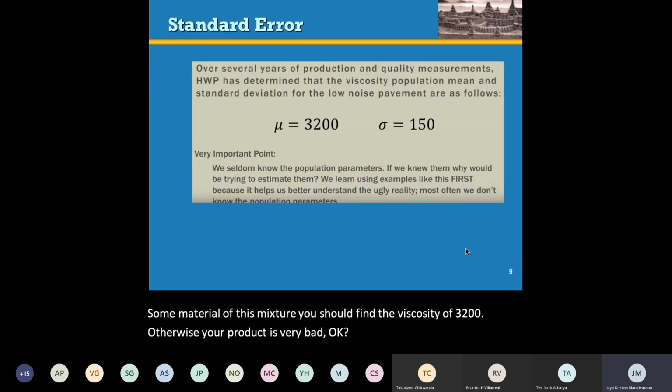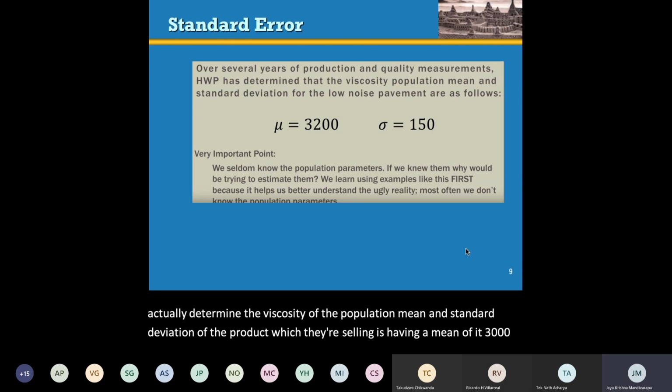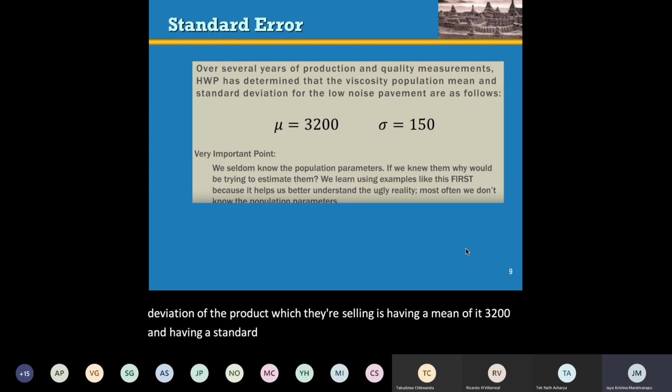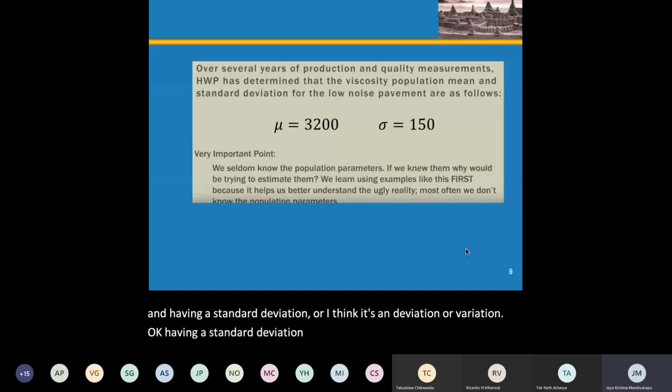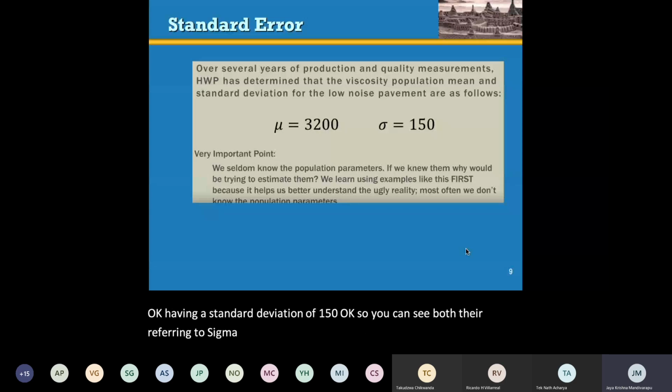Over several years of production and quality measurements, the company determined the viscosity population mean and standard deviation of the product they are selling: a mean of 3200 and a standard deviation of 150. So you can see they are referring to mu and sigma, which are for a population. They are not speaking about the sample, they are speaking about the population mean and population standard deviation.